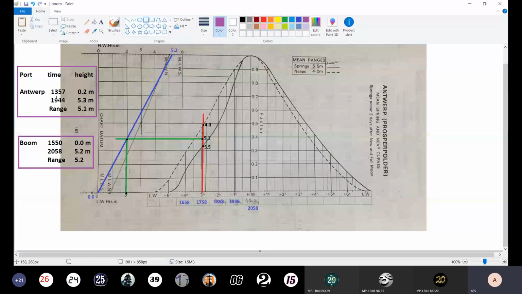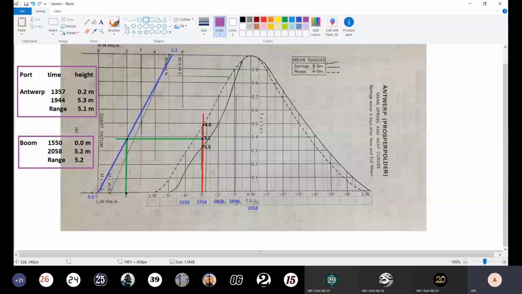Okay, because I used 1357 and 1944 and converted them to the time at boom. So whatever was converted and became 1550 was 1357, so take this, and 2058 came from 1944, take that. So then this 5.1 we are calculating for the time 1800 or standard time.